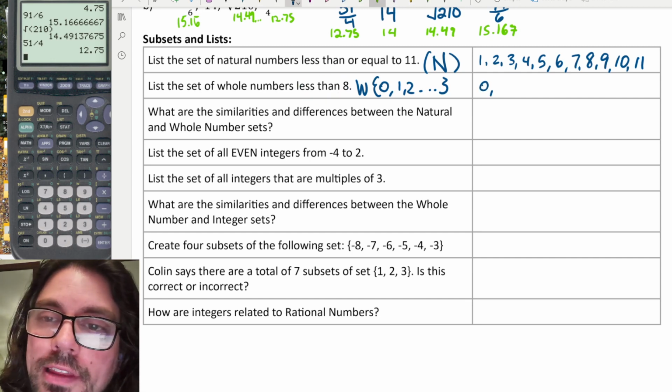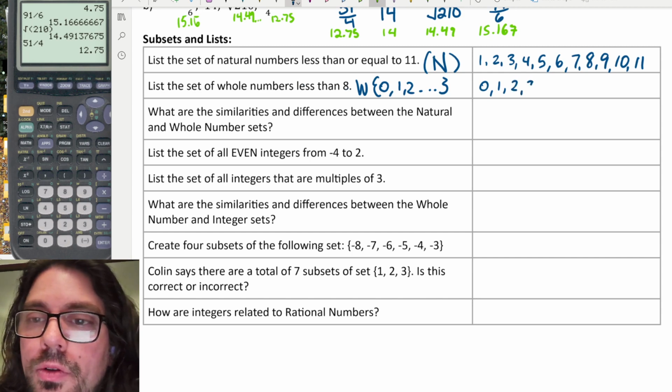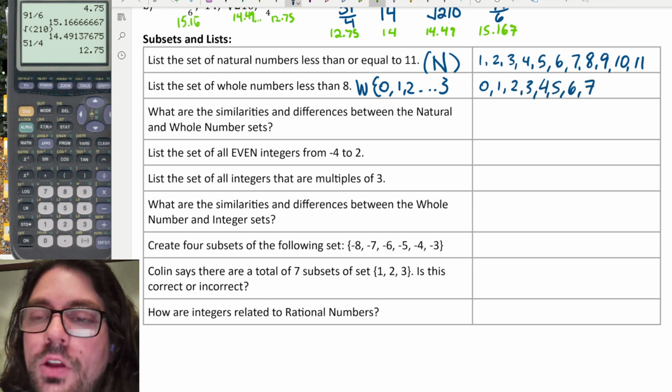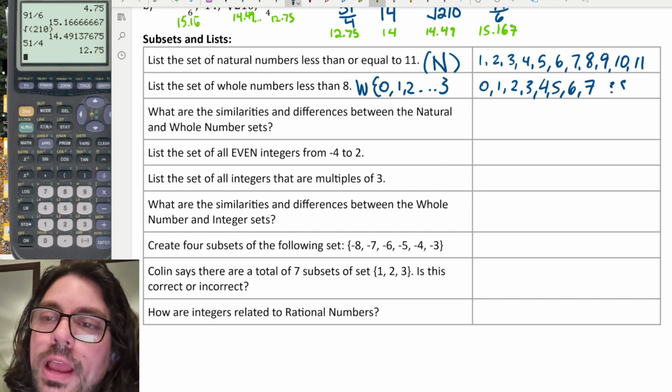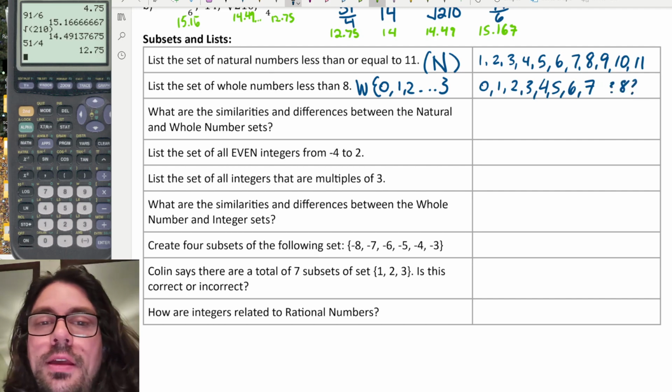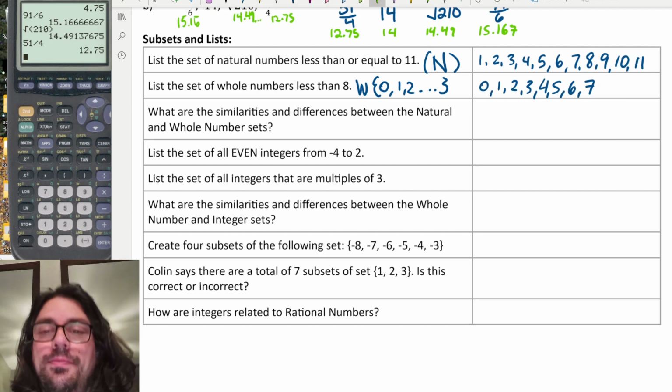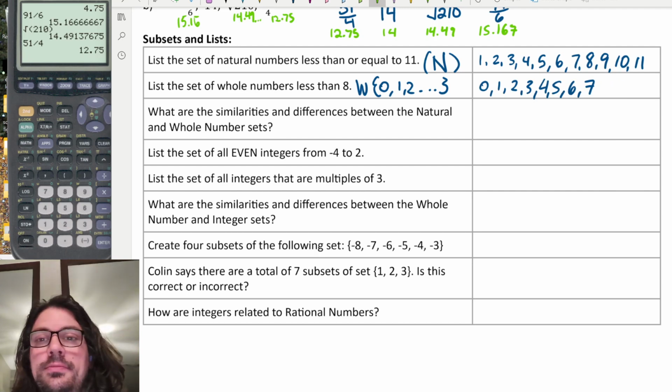So 0 is less than 8, 1 is less than 8, 2, 3, 4, 5, 6, and 7 are less than 8. And then what about 8 itself? Do we include that? Well, 8 isn't less than 8, so this would stop at 7.